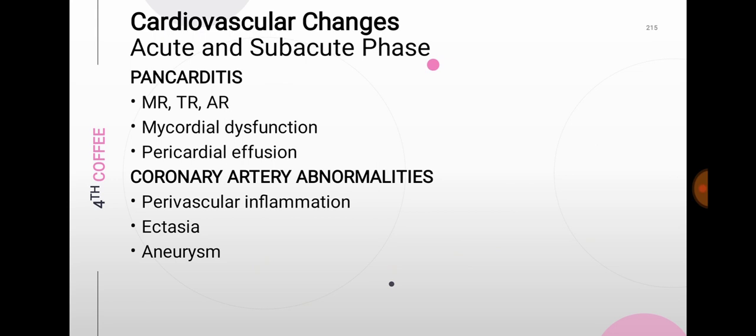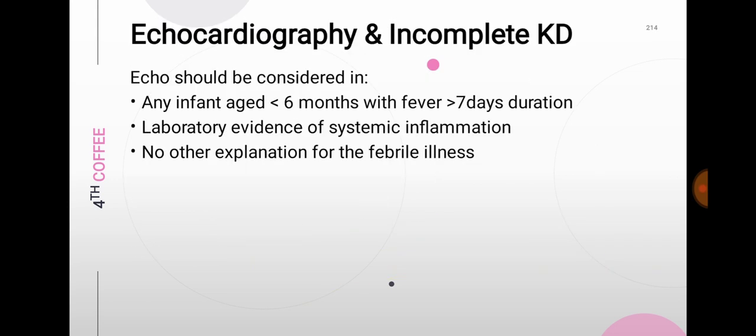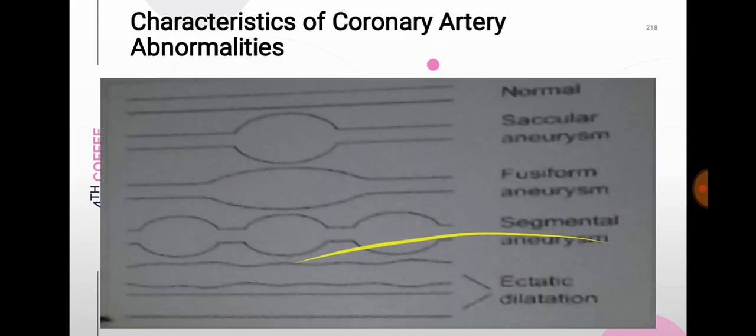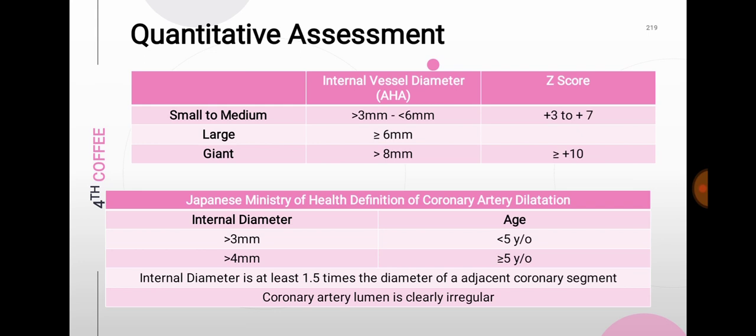So the most dreaded complication of your Kawasaki disease is your aneurysm. You have different types of aneurysm. How do you qualify them? They are either small, medium, large, or giant, according to their measurements.